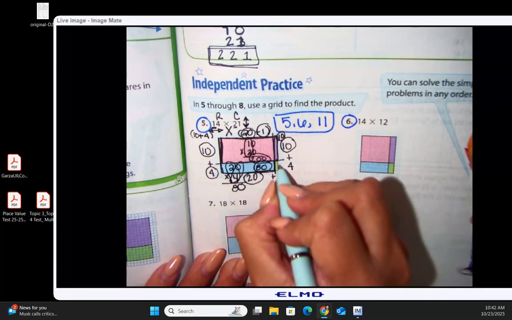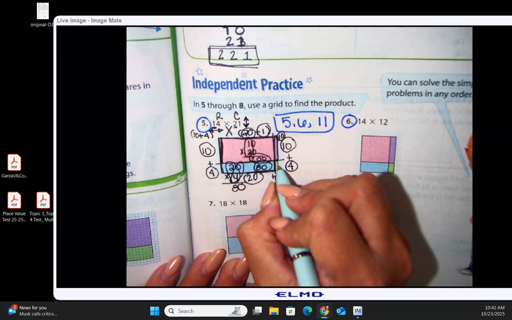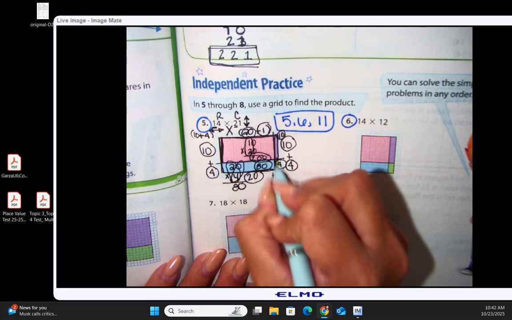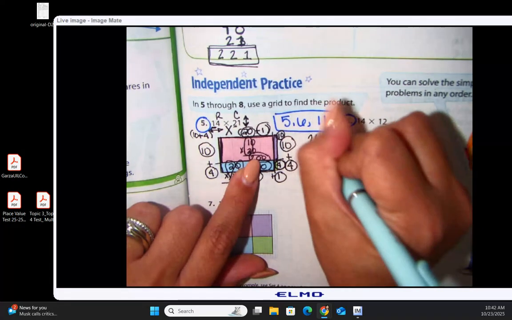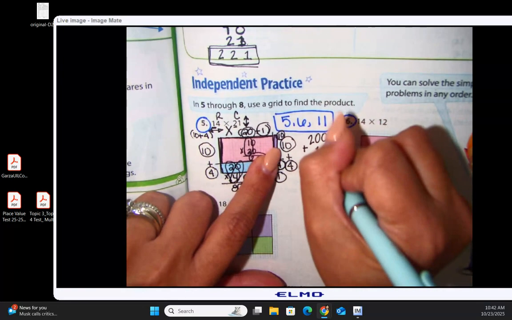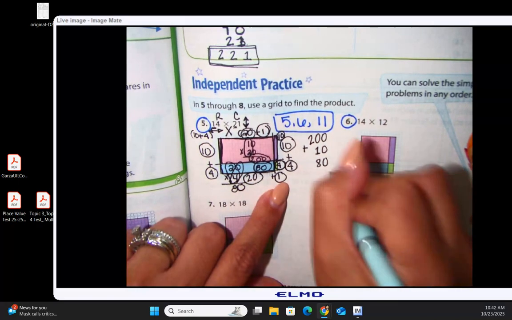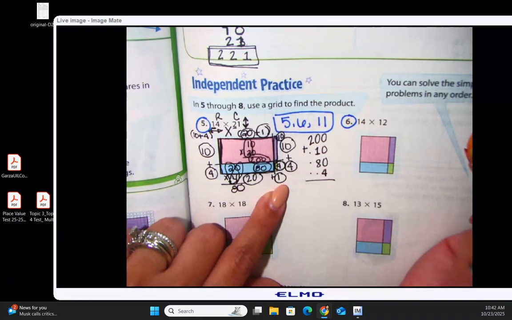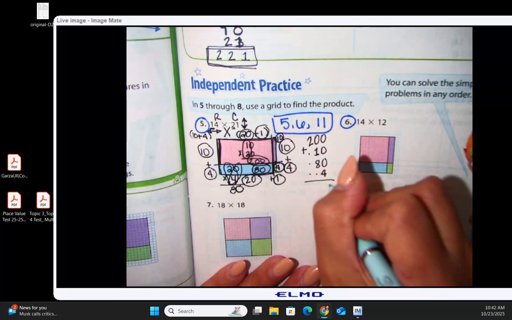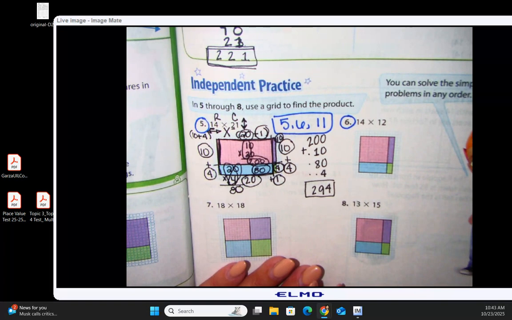And then over here, I'm going to multiply 4 times 1. And if I were to zoom in, you can see that those are ones cubes. So we have 200. We have an area of 10. We have an area of 80. And we have an area of 4. When I add all of these partial products together, my grand product is 294. If you made a mistake, please correct it now.